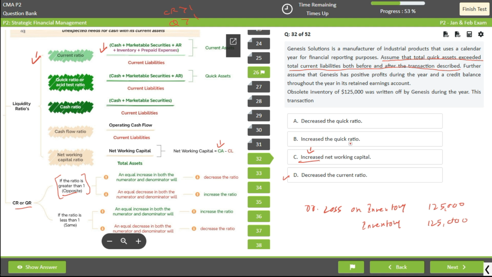Increases the quick ratio? See, it's inventory, right? Inventory is not included while calculating the quick ratio, acid test ratio. So whether it increases or decreases, it will have no effect, because inventory is an item that is not included in your quick ratio or acid test ratio. So the correct option is decreases the current ratio, because your inventory is decreasing, this in turn decreases your current ratio.